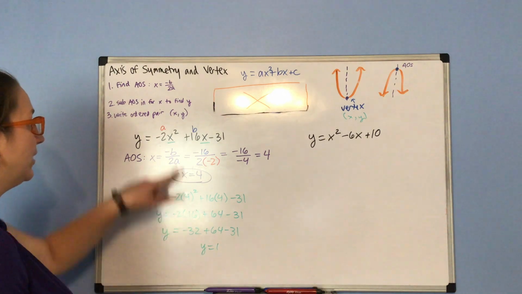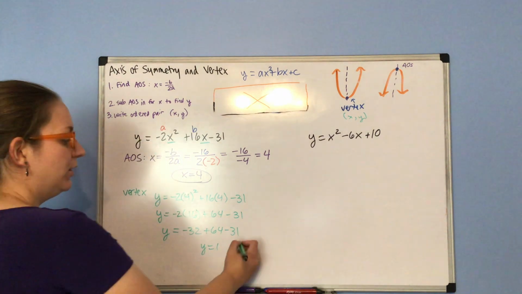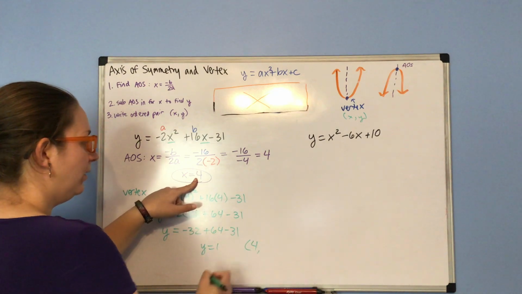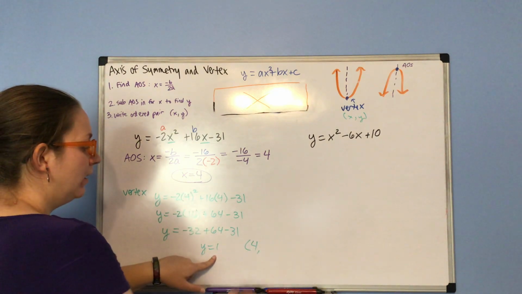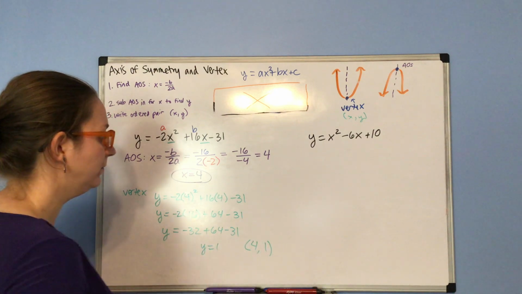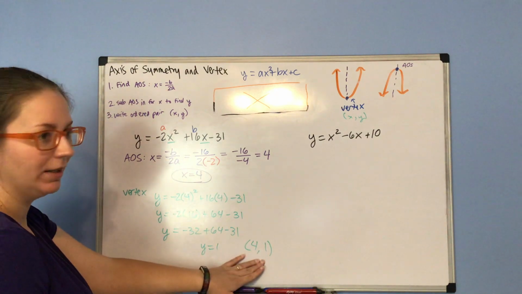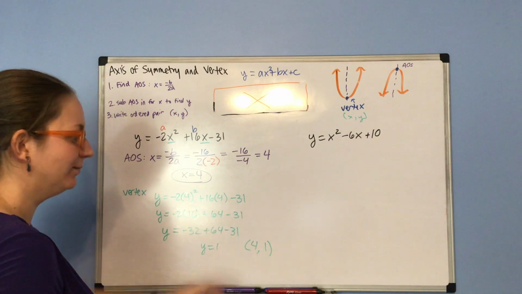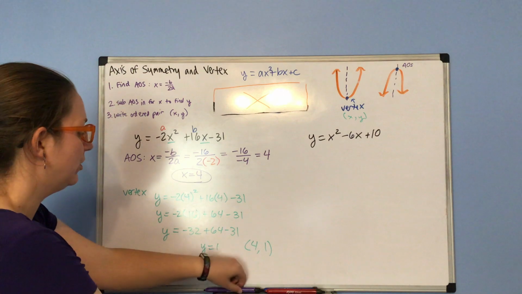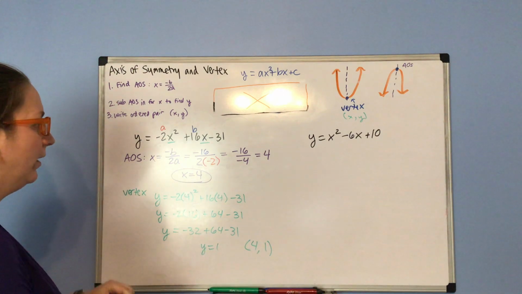I just need to write my vertex as an ordered pair. So to finish that off, my vertex is my x-coordinate, which was 4, the x-coordinate we found before, and this y-coordinate I just found, which is negative 1. Or sorry, positive 1. I wrote the right thing, said the wrong thing. Sorry. Let's continue on. Let's do a few more of these just to make sure we really got it.